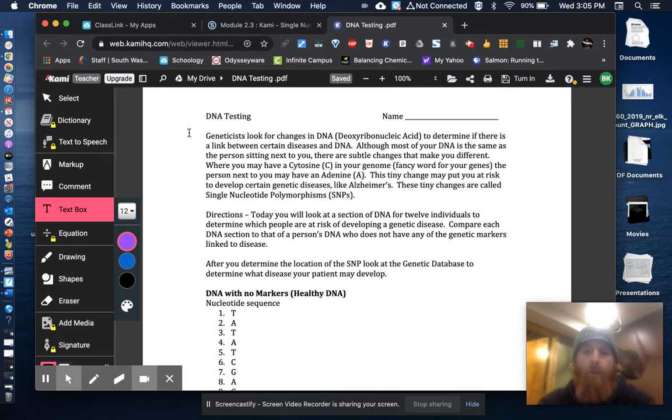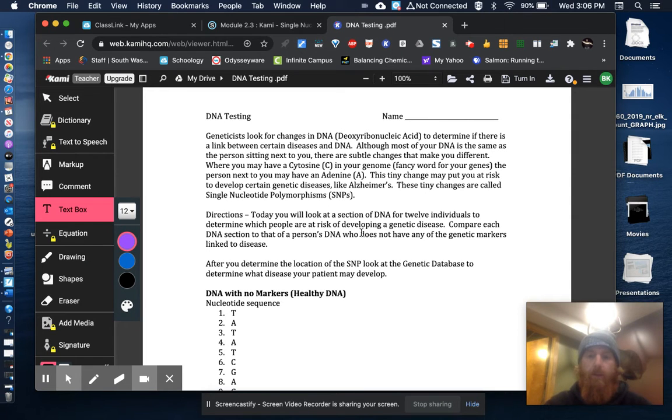So first of all, geneticists look for changes in DNA to determine if there's a link between certain diseases and DNA. Although most of your DNA is the same as the person sitting next to you, there are subtle changes that make you different. Where you may have a cytosine in your genome, which is a fancy word for your genes, we learned that yesterday, the person next to you may have an adenine. Remember, there are 4 bases in DNA. This tiny change may put you at risk to develop certain genetic diseases like Alzheimer's. These tiny changes are called single nucleotide polymorphisms, or SNPs.